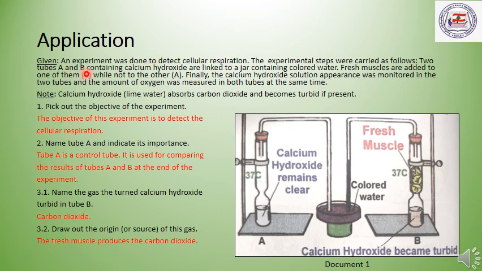Two tubes A and B containing calcium hydroxide are linked to a jar containing colored water. Fresh muscle tissues are added to one of them, which is tube B, while not the other, which is tube A. Finally, the calcium hydroxide solution appearance was monitored in the two tubes, and the amount of oxygen was measured in both tubes at the same time. Note, calcium hydroxide, or what we know as lime water, absorbs carbon dioxide and becomes turbid if present.